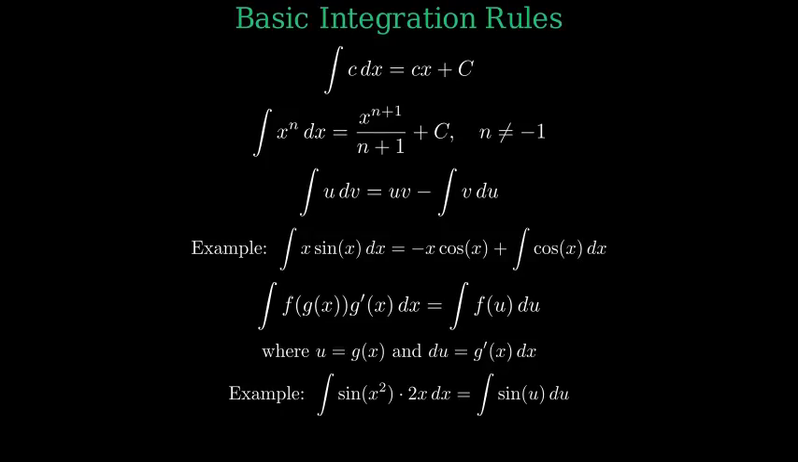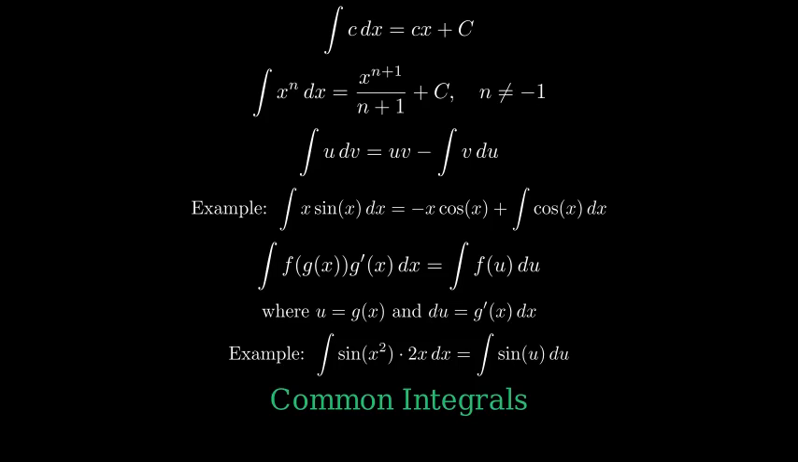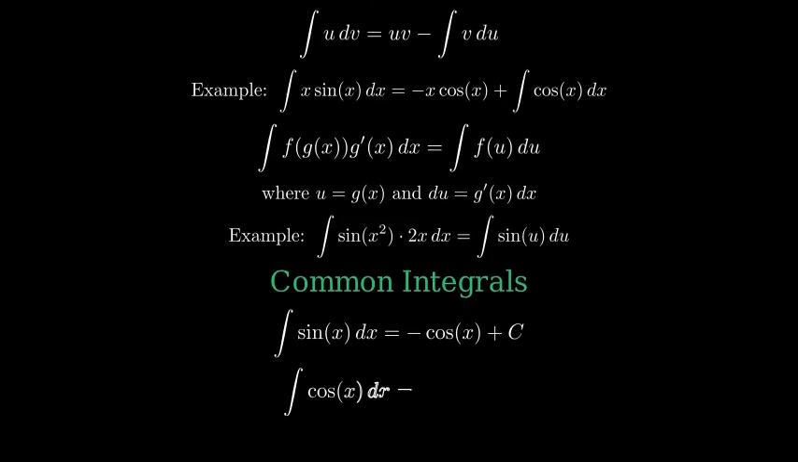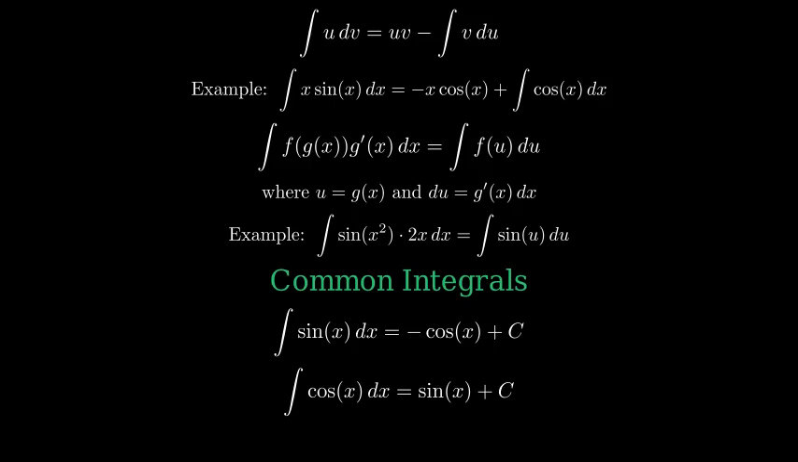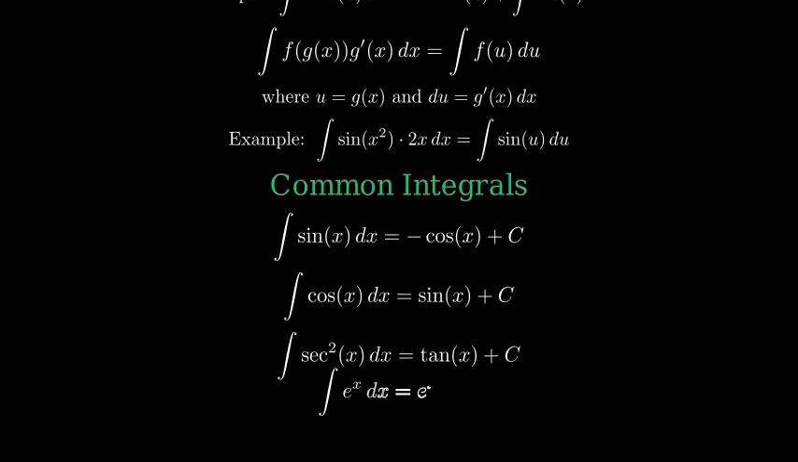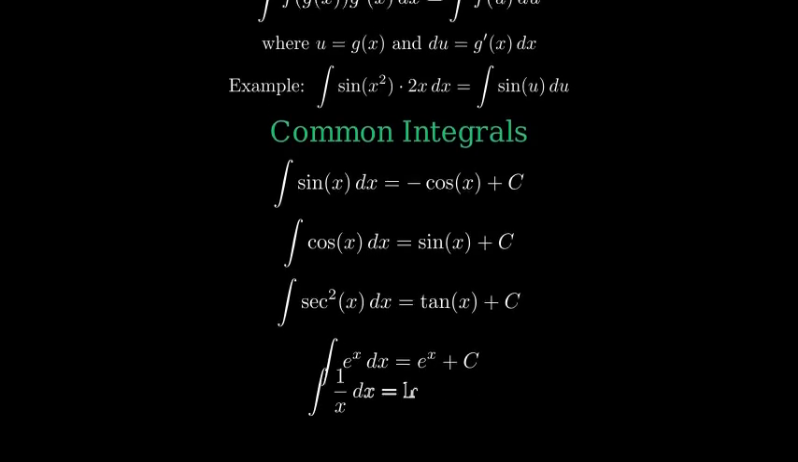Now, let's look at the integrals of common functions. The integral of sine of x is negative cosine of x plus a constant C. The integral of cosine of x is sine of x plus a constant C. The integral of secant squared of x is tangent of x plus a constant C. The integral of e to the power of x is e to the power of x plus a constant C. The integral of 1 over x is the natural logarithm of the absolute value of x plus a constant C.